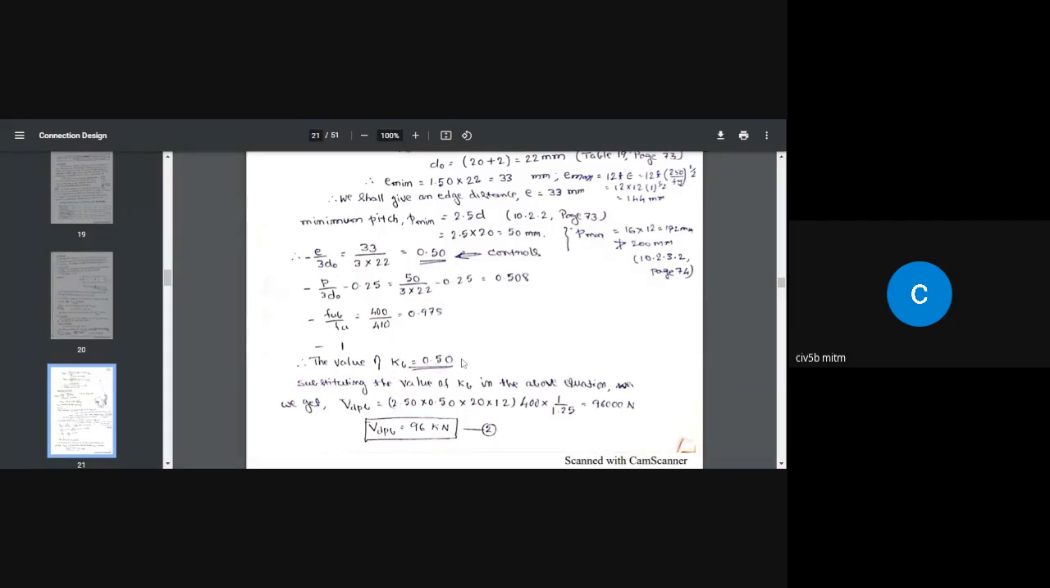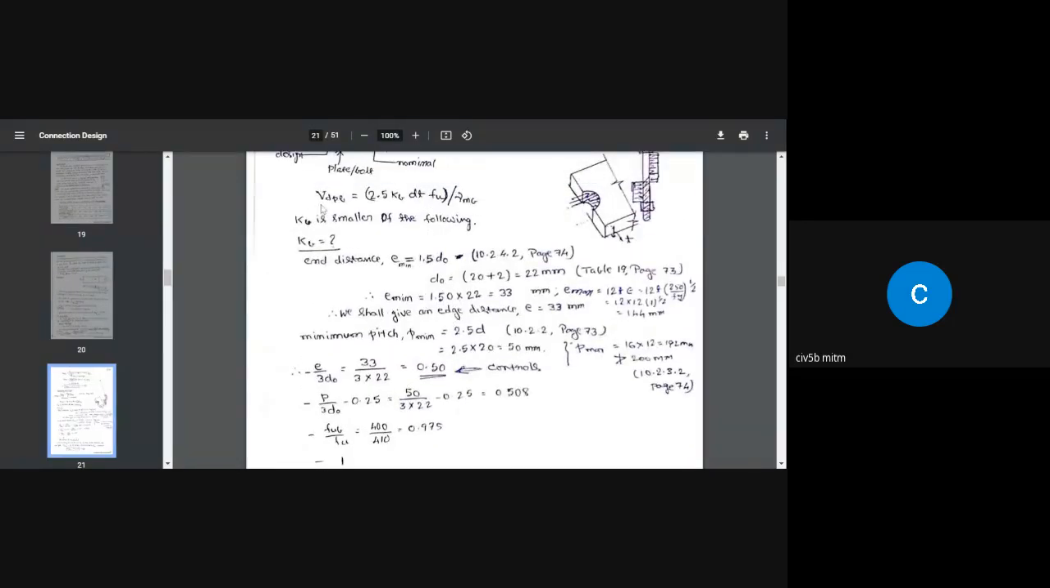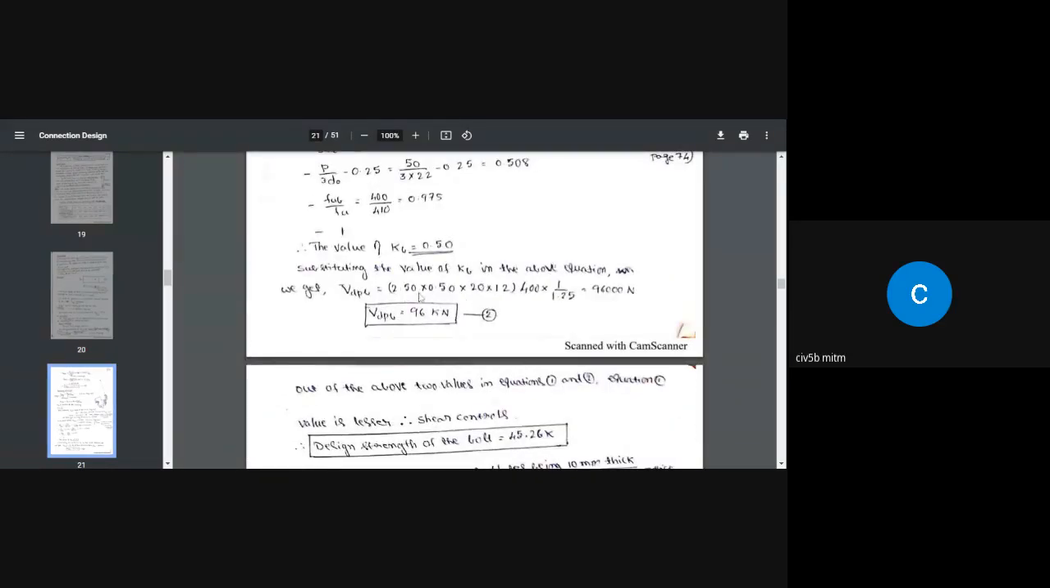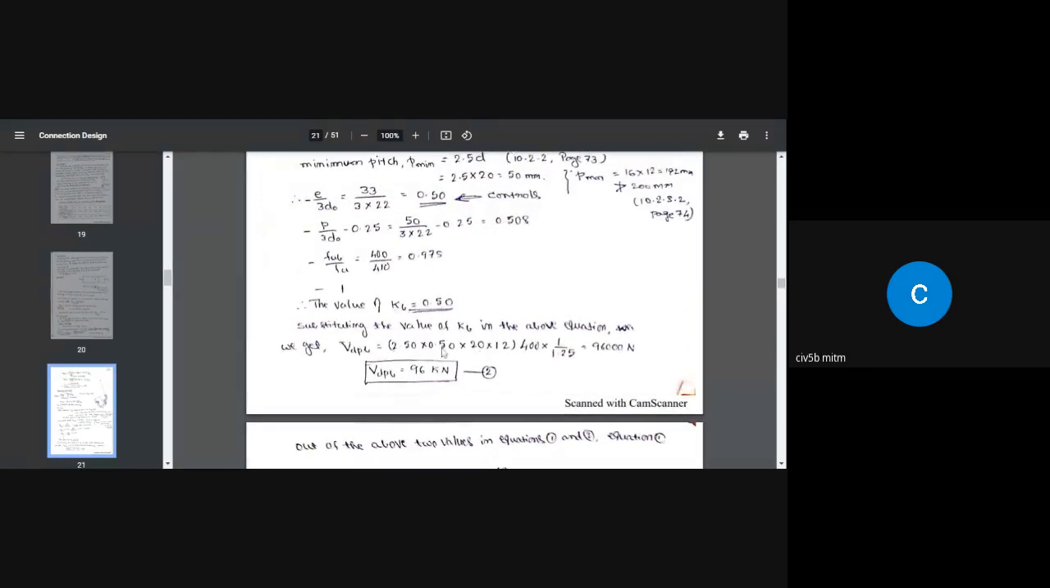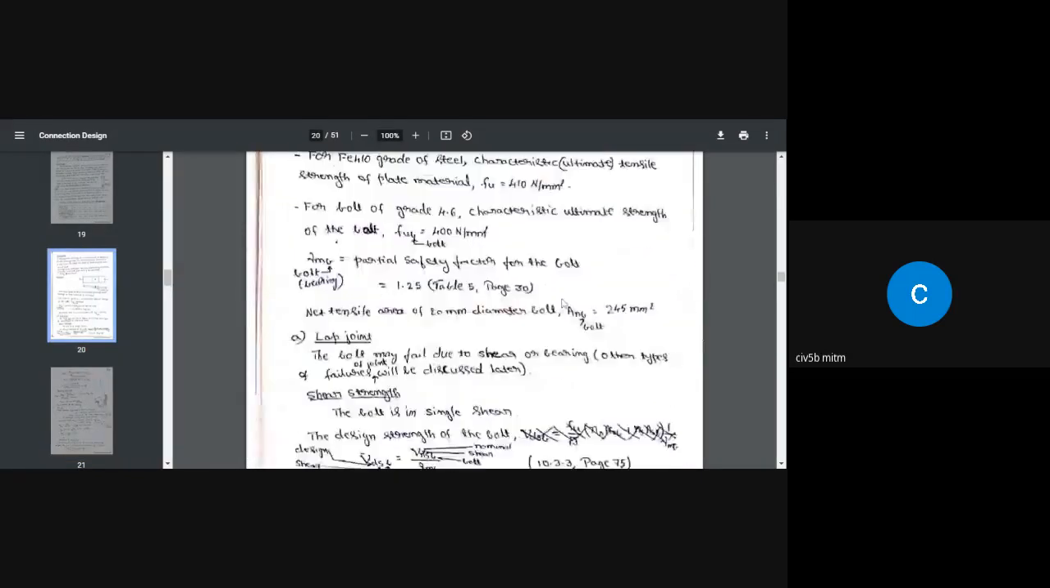So that is the value of KB. Please substitute this value of KB in the formula, where VDPB equals 2.5 KB d t FU divided by gamma MB. So when I substitute, 2.5 multiplied by KB, which is 0.50, multiplied by d, the diameter of the bolt. T is the thickness of the thinner plate, because we have two plates of the same thickness. So 12 millimeter is the thickness we are going to consider, multiplied by the FU value, that is 400.